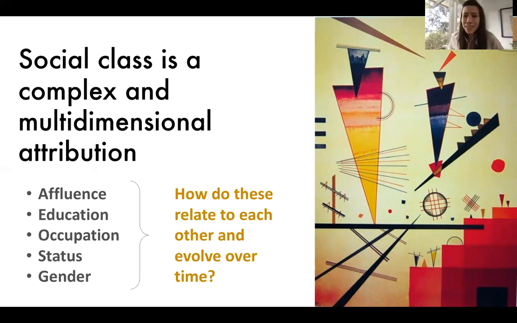And the sociologists on the call can correct me if I'm wrong, but generally it seems that whilst scholars in the sociological literature have analysed social class along these different dimensions, with affluence tending to be the most dominant, the authors of this paper contend that there has been fairly limited empirical analysis on the precise ways in which the dimensions of class relate to each other, and in particular, how these interrelations have evolved over time.